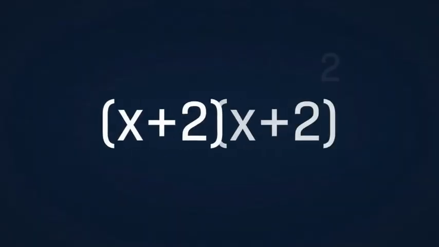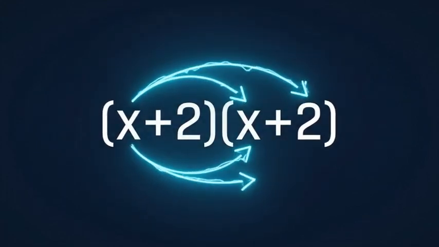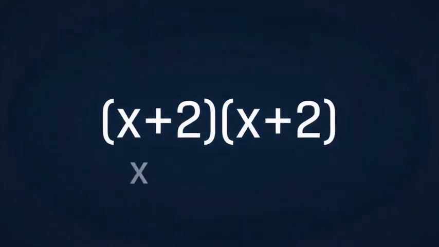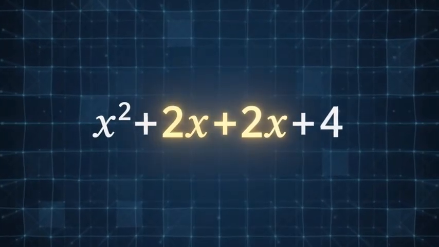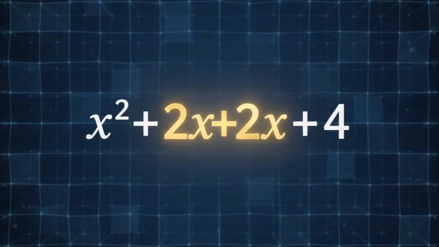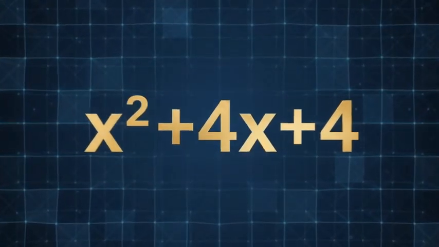Let's begin with a simple example. Expand (x plus 2) all squared by multiplying each term inside the first bracket by every term inside the second. After multiplying every term, combine like terms to obtain x squared plus 4x plus 4.